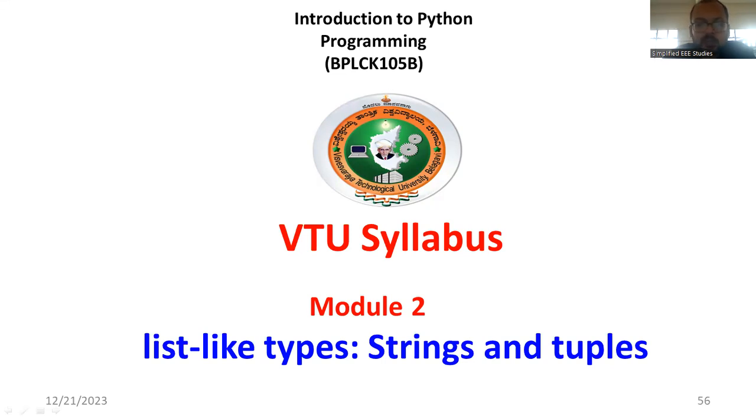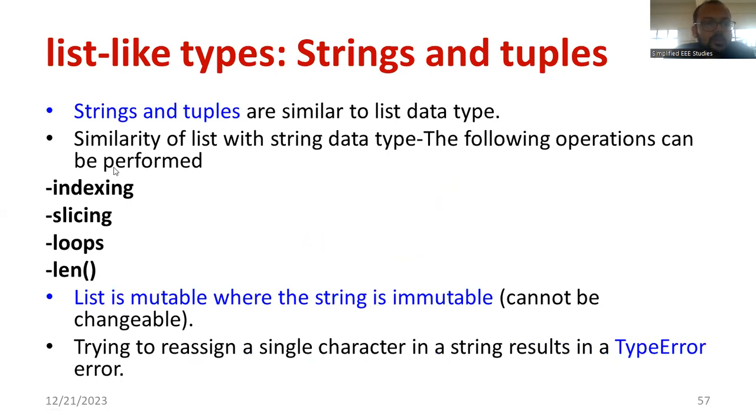What are the major differences? You know that string and tuples are similar to the list data type. In this session, we are mainly focusing on the string. The similarity of list with other data types is as follows. The following methods, as you can observe, such as indexing, slicing, loops, and len, are commonly applicable for both string and tuples. That is one of the most important things you have to remember.